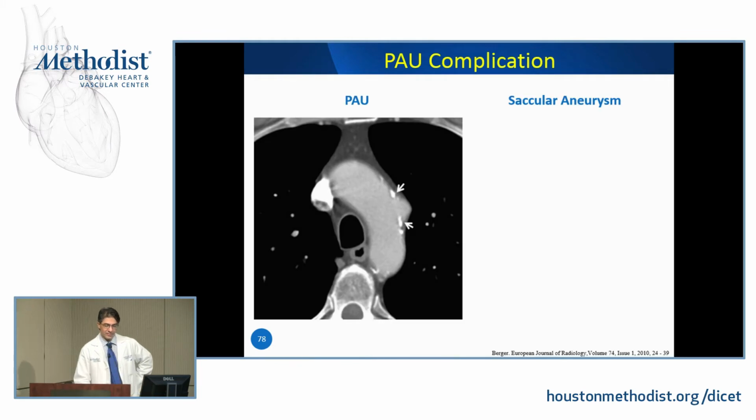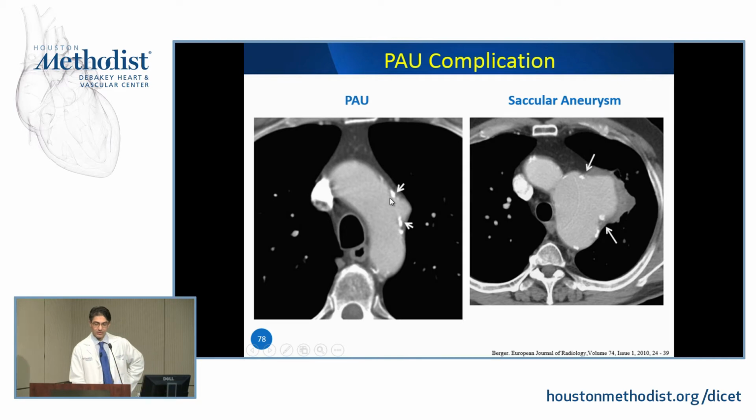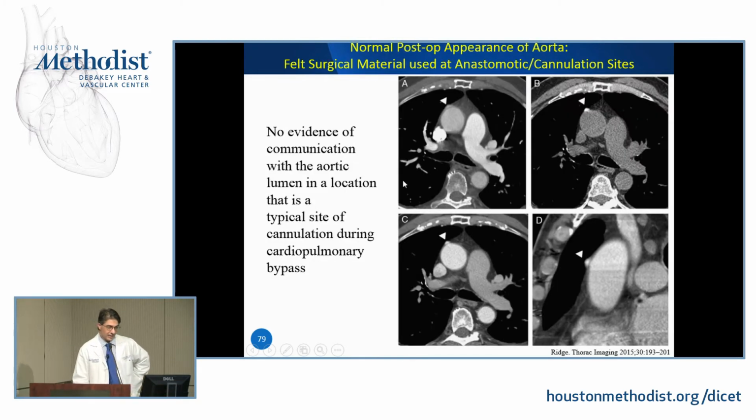Okay, and this was a PAU in the arch, and I like to show it because remember, 2/3 go on to progress. This one went on to progress to a saccular aneurysm.